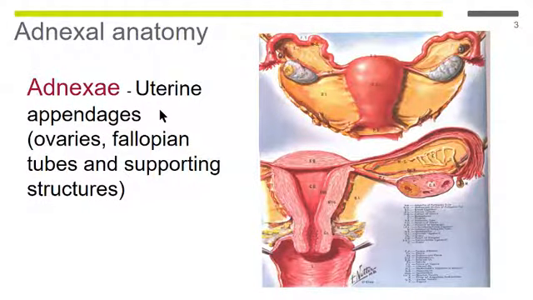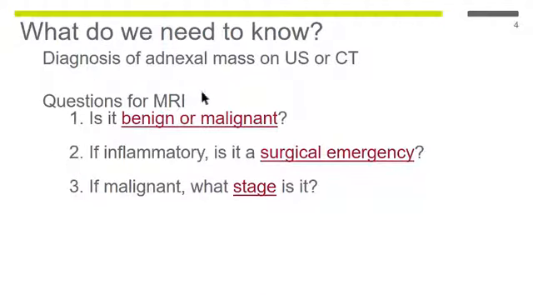So I've been asked to talk about the adnexae. Adnexae is Latin for appendages, and here we're talking about the appendages of the uterus, which are basically the ovaries, the fallopian tubes, and their supporting structures. Mostly, the disease is diagnosed on frontline imaging modalities such as ultrasound or CT, so that we know when the patient comes for MRI that they already have the presence of an adnexal mass.